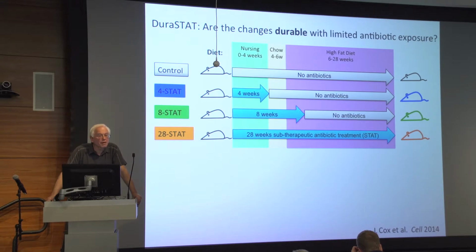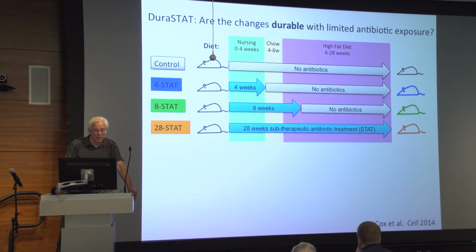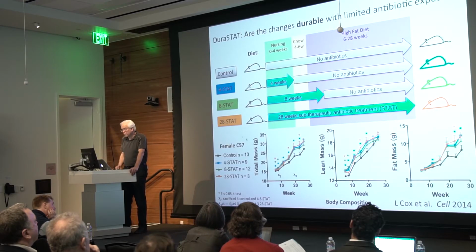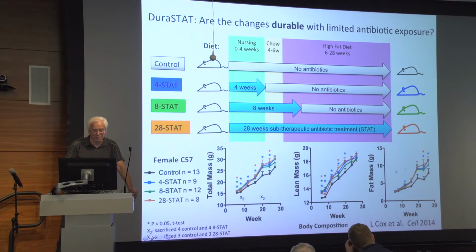Now, we continued this experiment because up to this point, the mice were getting antibiotics for their whole life. So Laurie did an experiment we called Durastat to ask, are the changes durable with limited antibiotic exposure? So in addition to mice that received no antibiotics or lifelong antibiotics, we had a group that only had 8 weeks of antibiotics or only had 4 weeks of antibiotics. Here are the results for morphometry, total mass, lean mass, and fat mass. The black line is the control group. What we found is that all 3 antibiotic regimens were sufficient to increase total, lean, and fat mass. So 4 weeks early in life was sufficient for the full effect.